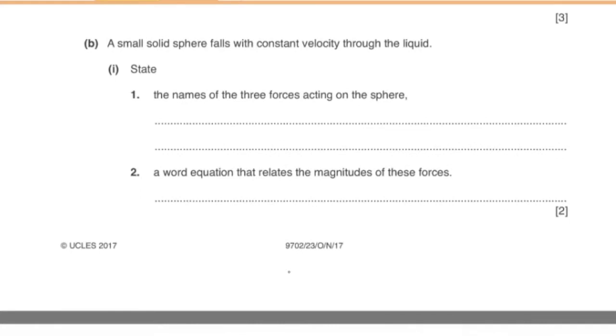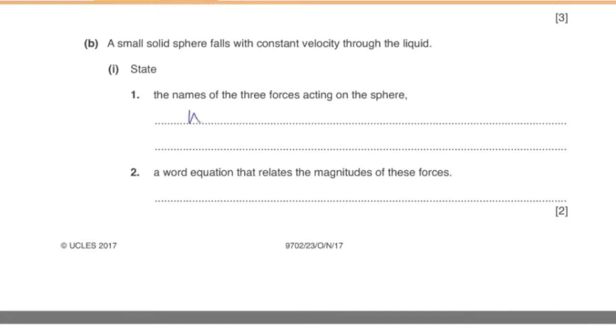Part B, a small solid sphere falls with constant velocity through the liquid. State the names of the three forces acting on the sphere. So there is going to be the weight of the sphere, there's going to be drag force, and the upthrust due to difference in pressure at the top and bottom of the sphere.